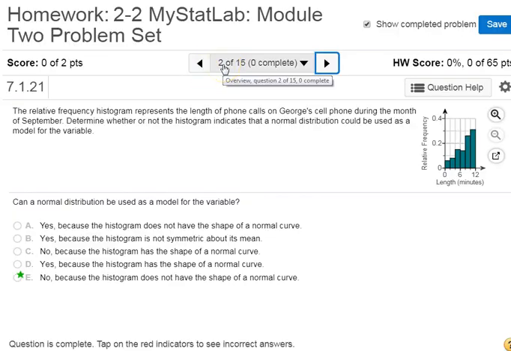Number two is going to be very similar to number one. Just look at the relative frequency distribution and decide if it has the shape of a normal curve or not.